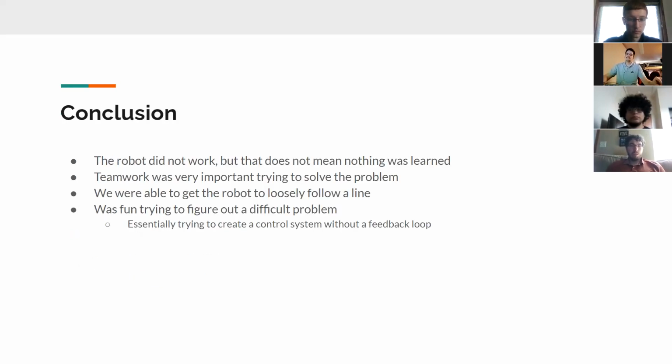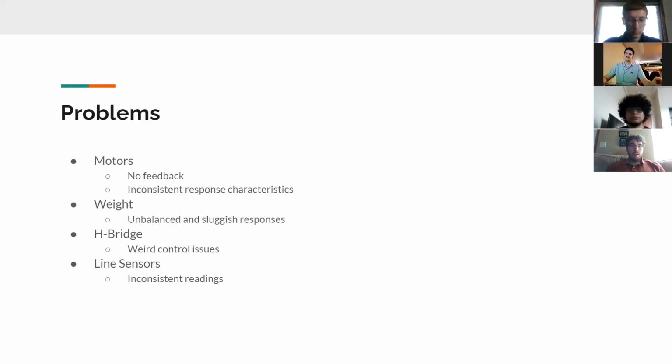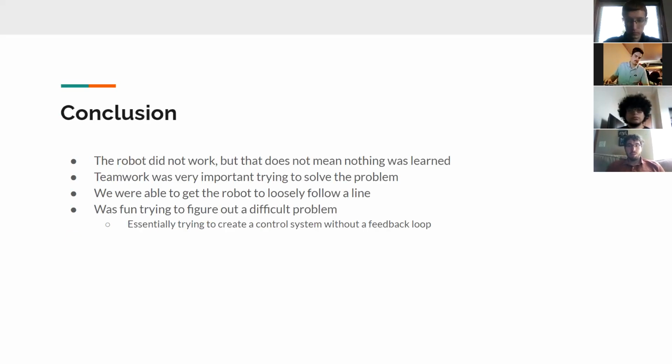So, we also did try to replace motors and sensors, and we even replaced the H bridge and double checked our wiring and stuff. So there's just some bug in the robot that we couldn't find. And now we'll pass it off to Christopher to do the conclusion.